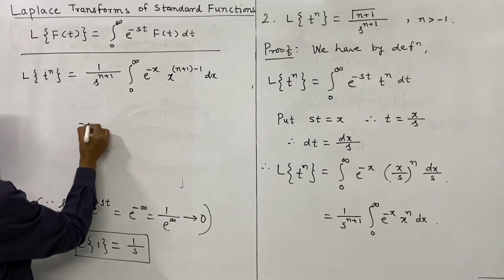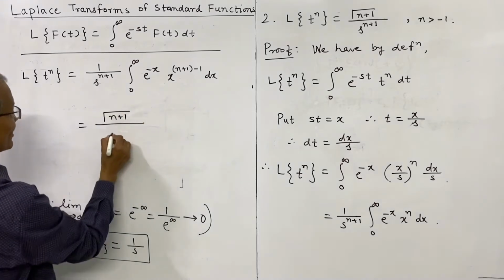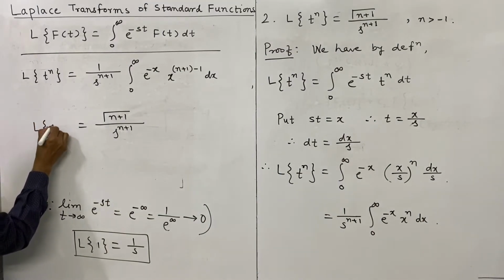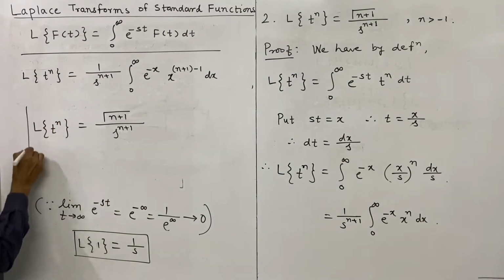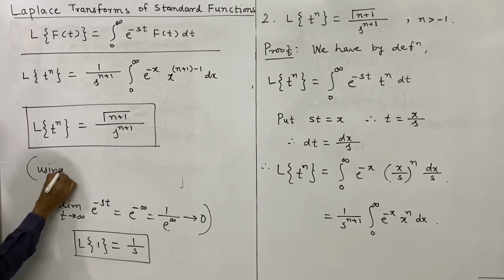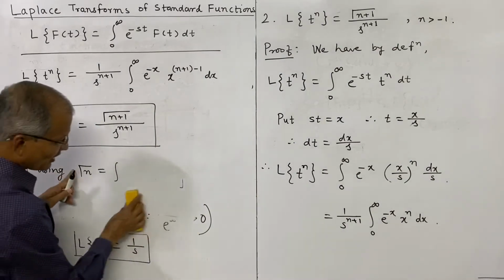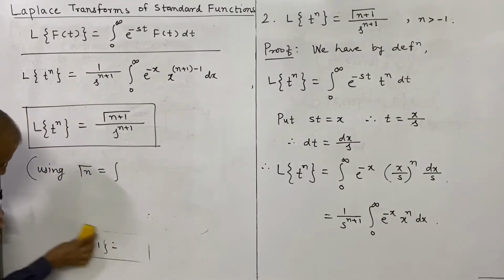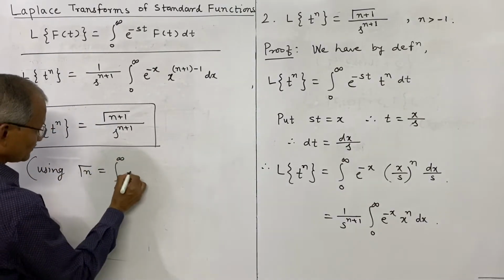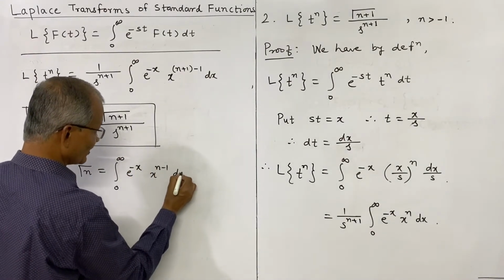Or that is equal to, this I shall write at the numerator, gamma of n plus 1, and this is the denominator, that is s to the power n plus 1. So this is our formula for the Laplace transform of t power n. Now what exactly is the gamma function using this notation, gamma of n? Gamma of n is equal to, this is capital gamma, and the gamma function is defined as integral 0 to infinity e power minus x, x to the power n minus 1 into dx.